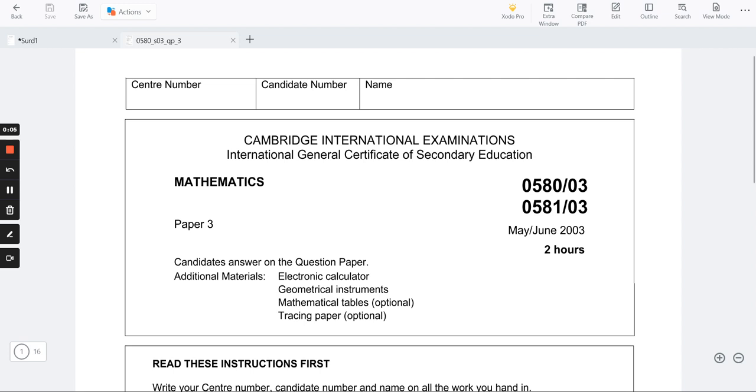Hello again. We have IGCSE Cambridge International Examination. We have question paper 3, May June year 2003. This is a paper 3. Again, we have additional materials, electronic calculator allowed, and also in this paper, tracing paper is important, strongly recommended.